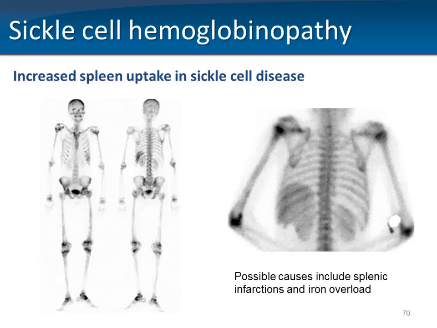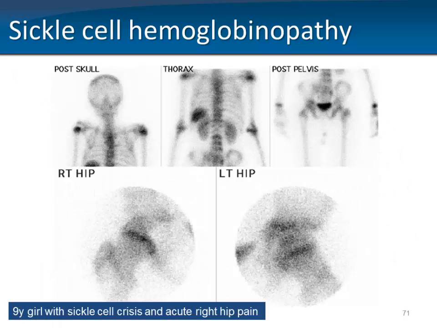One example of a sickle cell patient where I just wanted to show you the typical uptake of the spleen, but also note that there is a photopenic defect in the left hip, signaling an acute crisis. And please also note the diffuse heterogeneous uptake in the long bones and the skull, which is evidence of earlier crises. Again, increased uptake in the spleen. A 9-year-old girl with a sickle cell crisis and acute right hip pain, where you can very well see the reason for the acute hip pain.